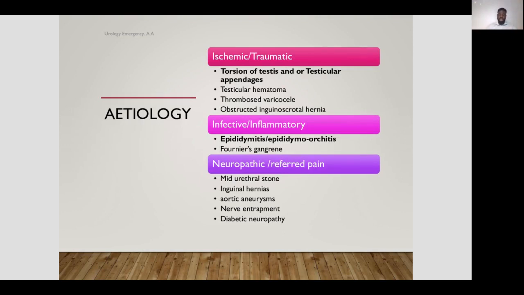And because of the complex nerve supply to the groin and the referred pathways around it, you could have neuropathic pain actually. So mid-ureteric stone, inguinal hernias, aortic aneurysms, which is quite important. Remember, the testes itself descend from the posterior abdominal wall into the groin, and it carries its nervous supply from the renal and aortic plexus. And there's nerve entrapments, the genital nerve, the ilioinguinal nerve, and diabetic neuropathy can also have some of this.